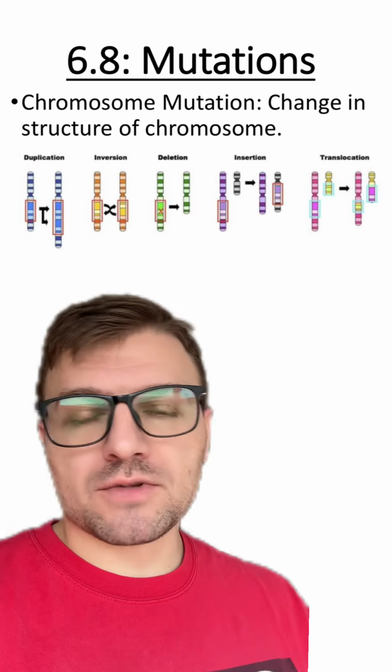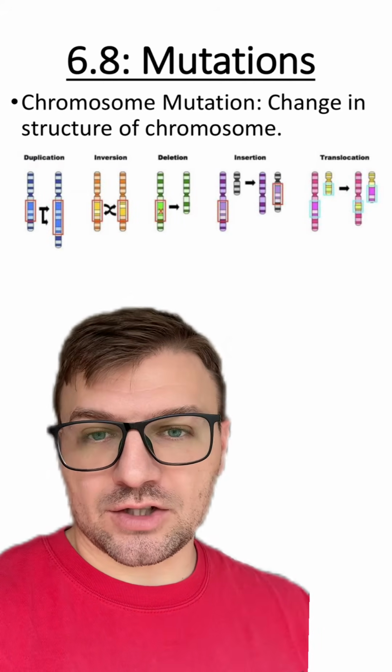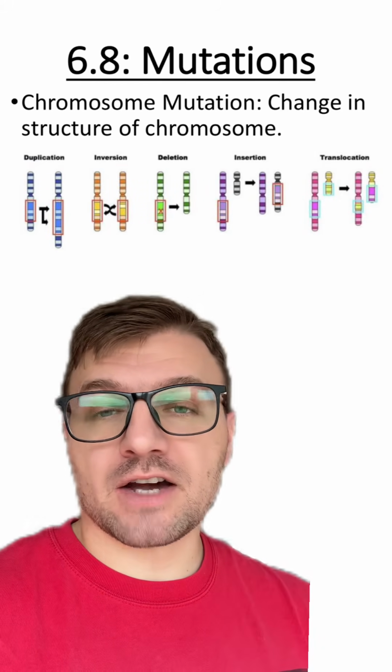We also have something called chromosomal mutations. This is when a part or a whole chromosome is mutated or changed. And as you can see, there are 5 main types we're going to cover in 6.10.